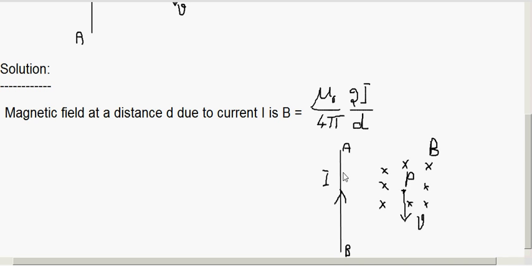Now let me change the notation. I'll take this field as B1, because we have already used the notation B for the conductor. So the magnetic field at a distance d due to current I is B1. Now because P is moving in a magnetic field, it experiences a force, and the force experienced by a charge moving in the magnetic field is given by qvB sin theta, where theta is the angle between v and B.